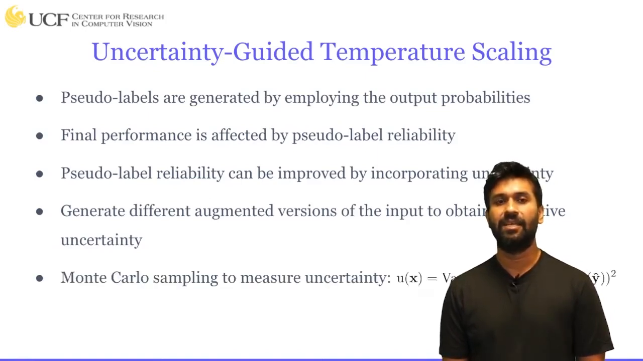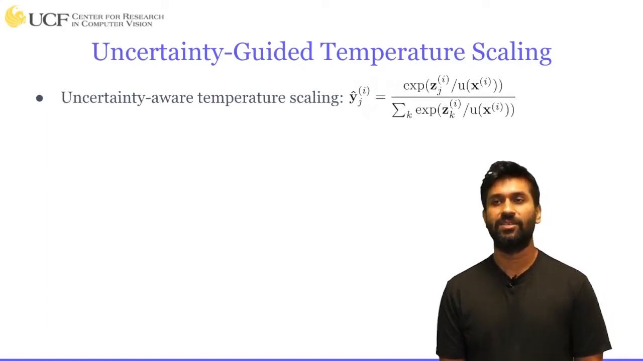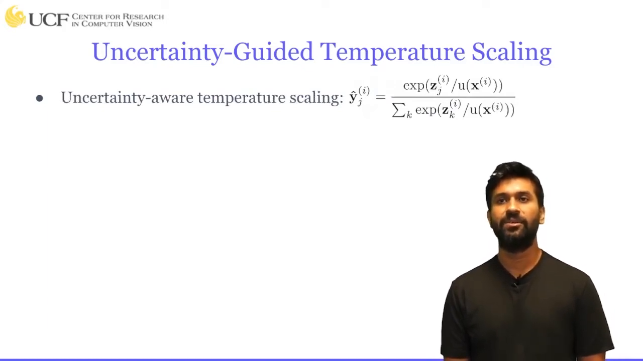Therefore, we basically perform Monte Carlo sampling to get a notion of this uncertainty, which basically looks into the variance of multiple stochastic forward passes done with different augmentations. And once we have the uncertainty, the question is how do we actually use it? We could filter some of the samples based on this uncertainty score, but that would not be very sample efficient.